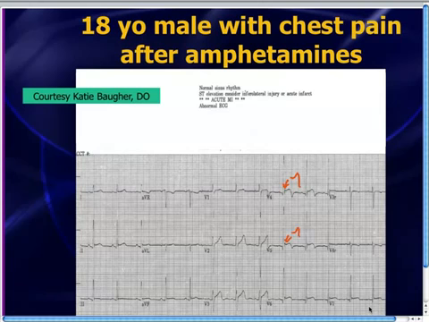Concave upwards and then steep drop. That's not Wellens. That's the normal variant pattern, very common in young men, especially African American men, and especially in athletic men. It's a normal variant pattern.